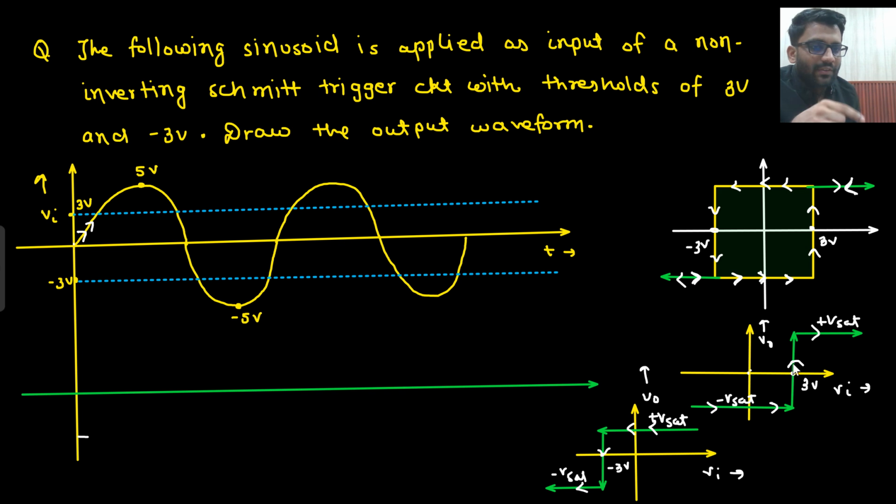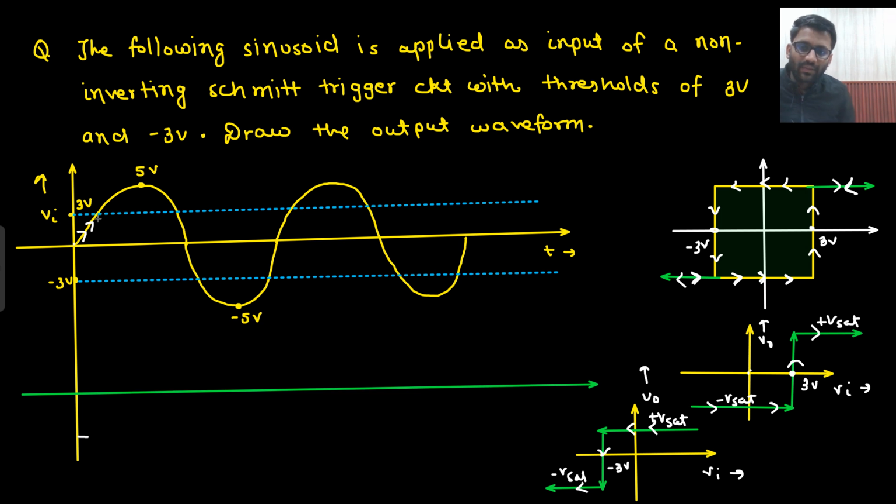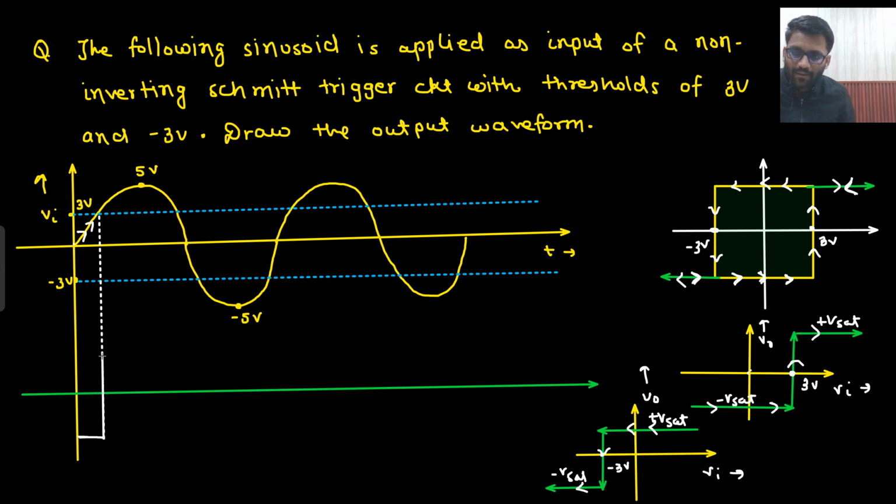Till what point should it be minus Vset? Until your input increases to 3 volt. So until my input is increasing to 3 volt, my output should be minus Vset. After 3 volt, my output should be plus Vset. So till 3 volt, output should be minus Vset only, but after that, output should be plus Vset.